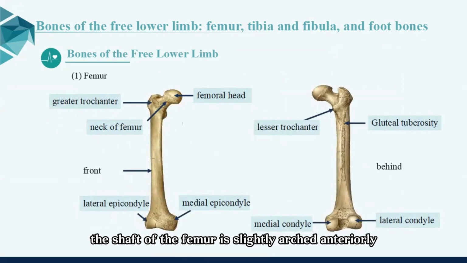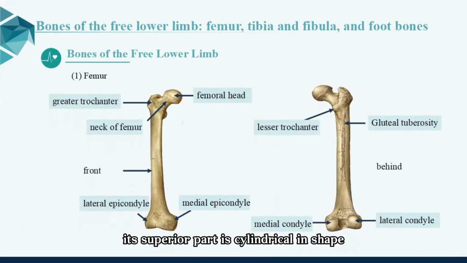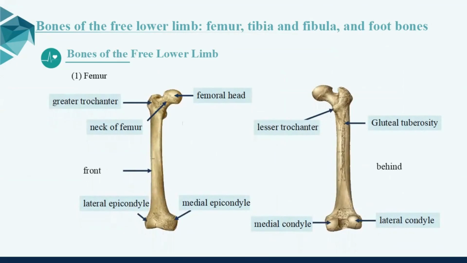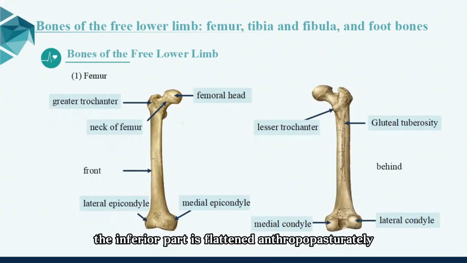The shaft of the femur is slightly arched anteriorly. Its superior part is cylindrical in shape. The middle part is prismatic, triangular, in cross-section. The inferior part is flattened anteroposteriorly.